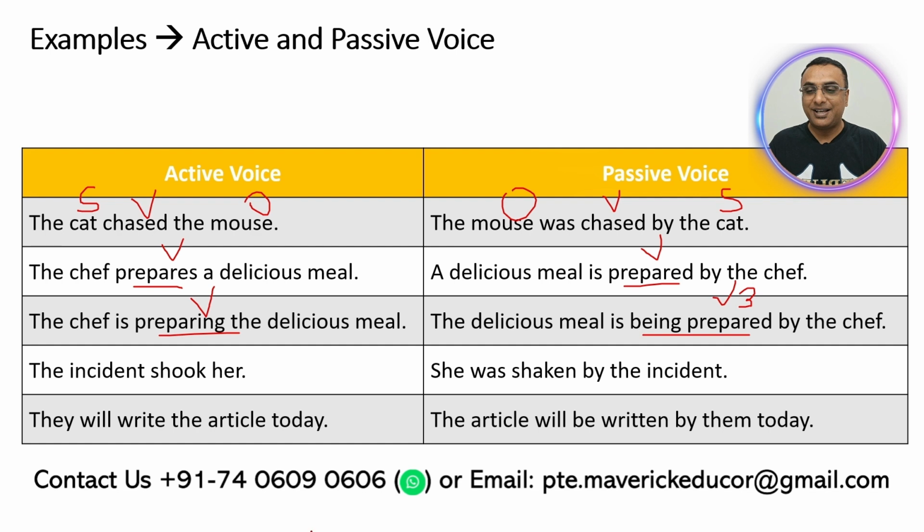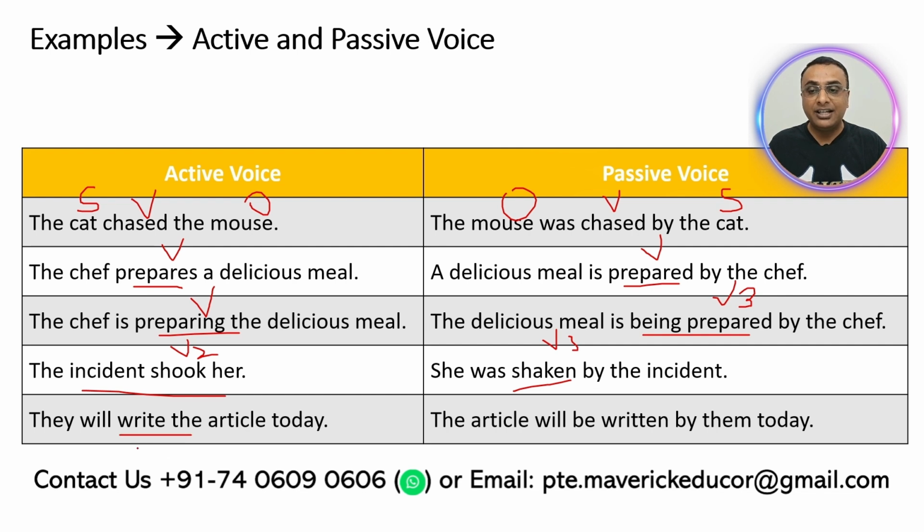Let's see a few more examples. The incident shook her. Okay, here it is in V2 form. This is the active voice form of the sentence. If you have to write it in passive voice: she was shaken by the incident. Here, shaken is the verb in V3.